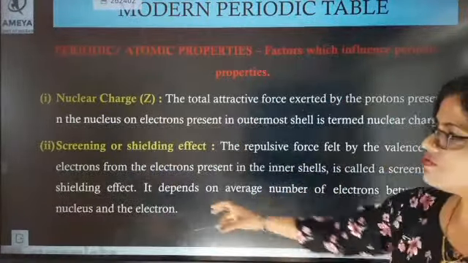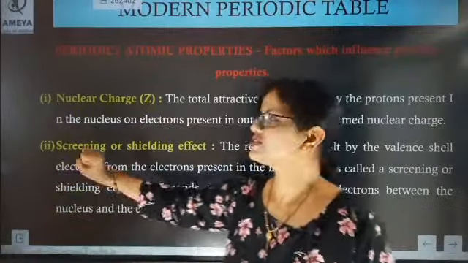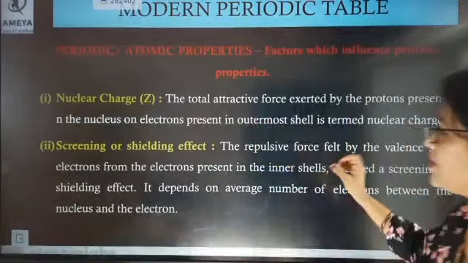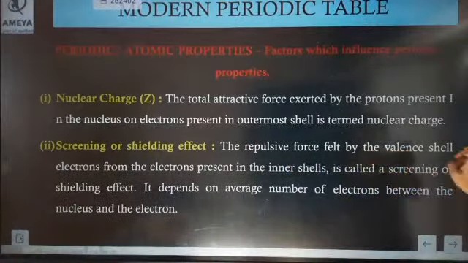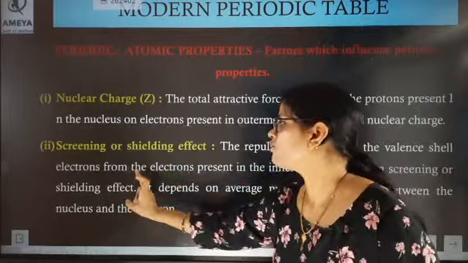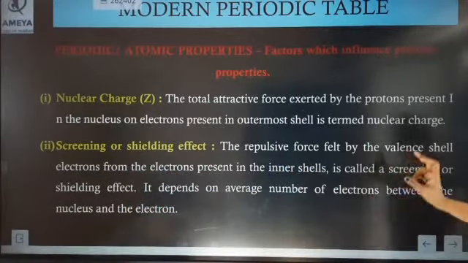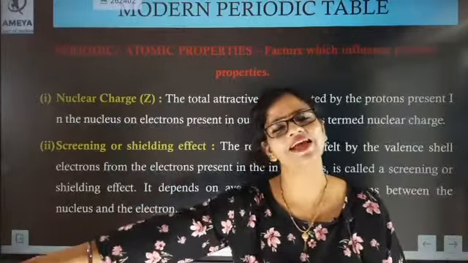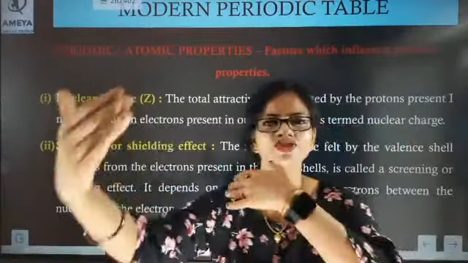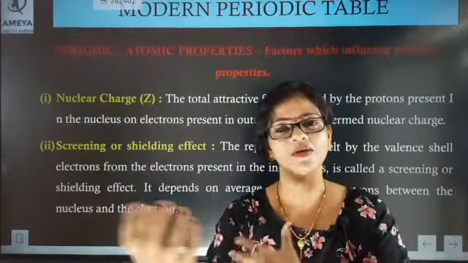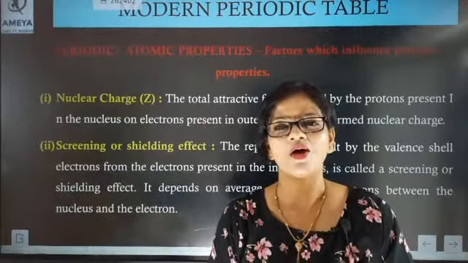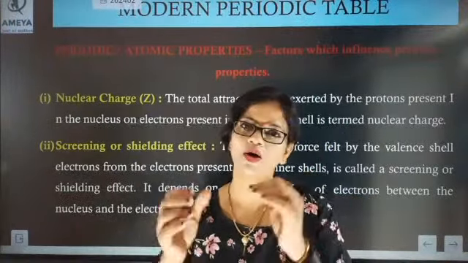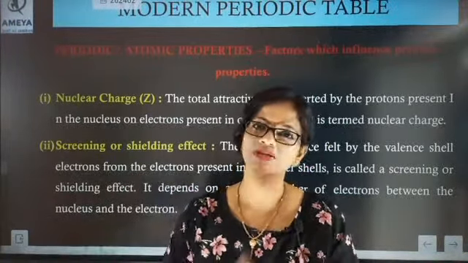Okay. So now we are going to understand the screening or shielding effect. The repulsive force felt by the valence shell electrons from the electrons present in the inner shells is called the screening or shielding effect. As clear as anything. The middle benchers and first benchers keep on talking to the teacher. Now the last benchers always feel that they are out of the world, out of the class.